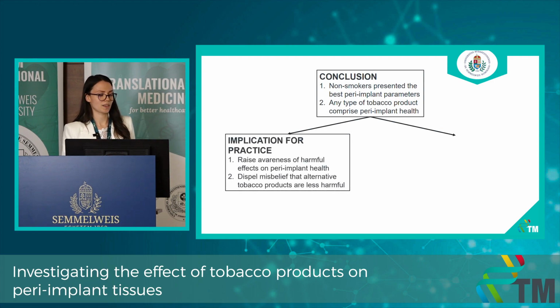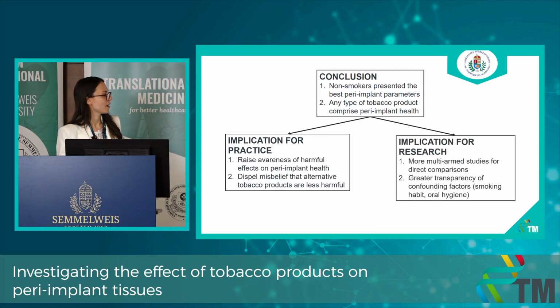So what is the implication for practice? We should raise awareness of the harmful effects of tobacco products on peri-implant health, and we should dispel the misbelief that alternative tobacco products are not harmful. For the implication for research, we need more multi-arm studies for direct comparisons, and we need greater transparency of confounding factors. For example, the smoking habit and the oral hygiene, because these influence the results.